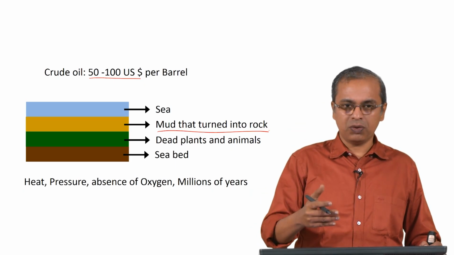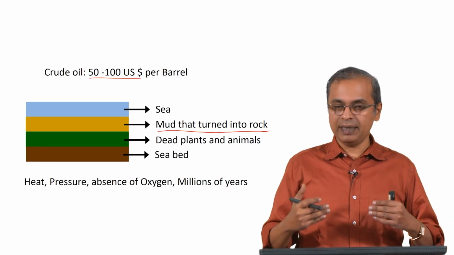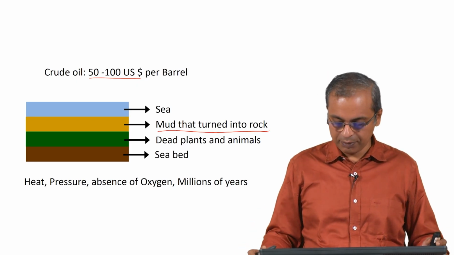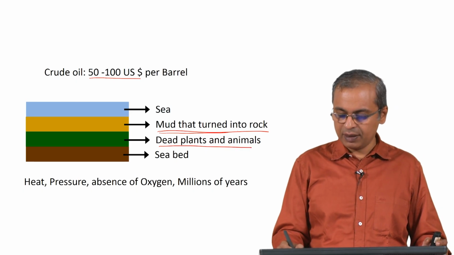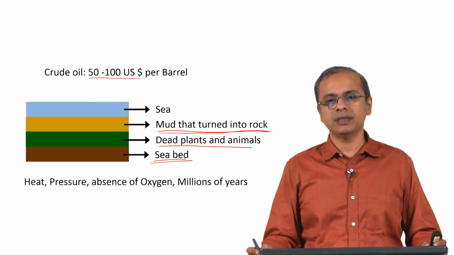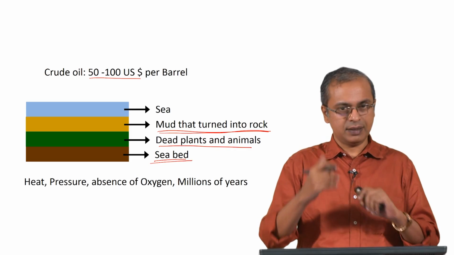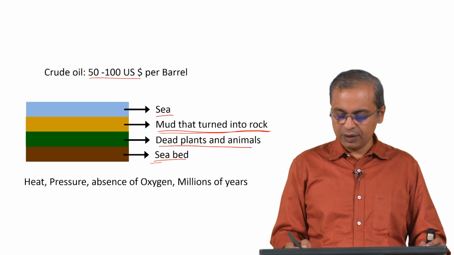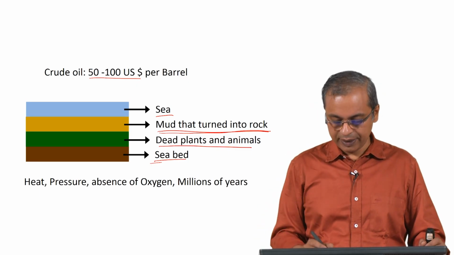That put even more pressure on the content that was beneath it, the decaying content that was underneath it, which was all these dead plants and animals. So, there was this layer of dead plants and animals covered by mud that then turned into rock, and below that was the seabed. This is the set of layers that are of interest for us in this discussion: the sea, the mud that turned into rock, the dead plants and animals that got buried below that mud before it turned into rock, and then the seabed.